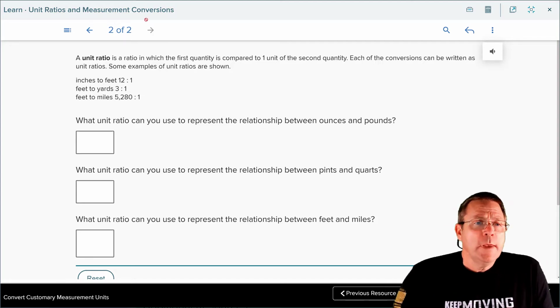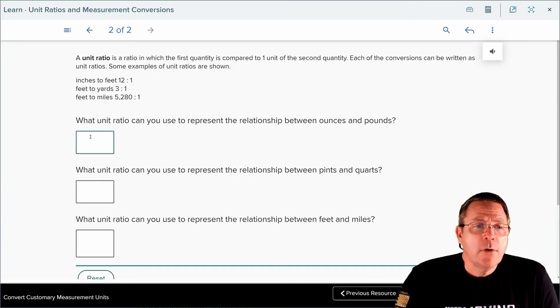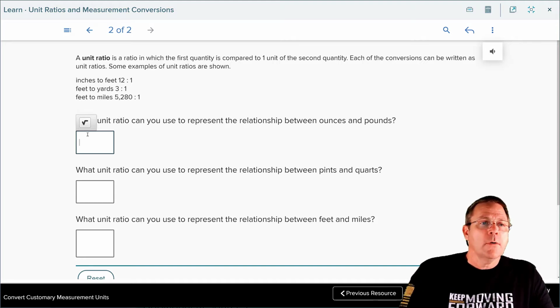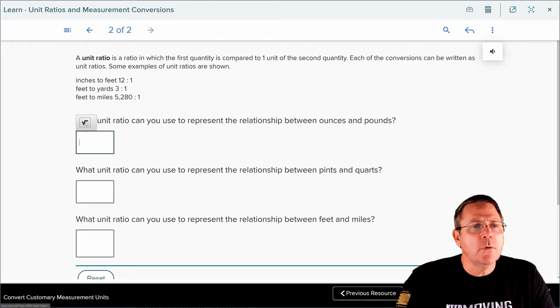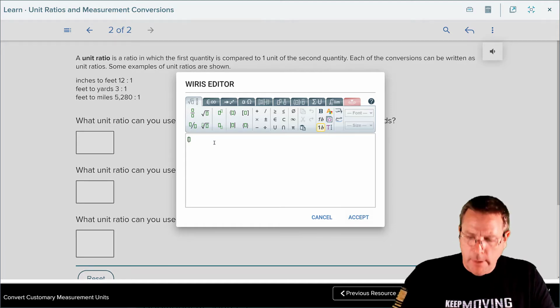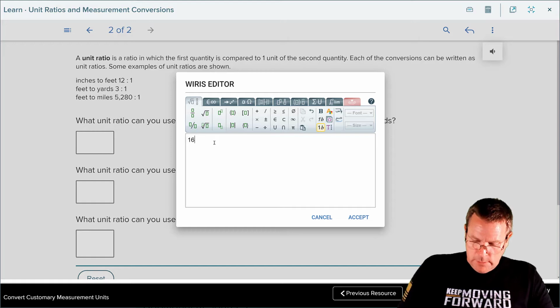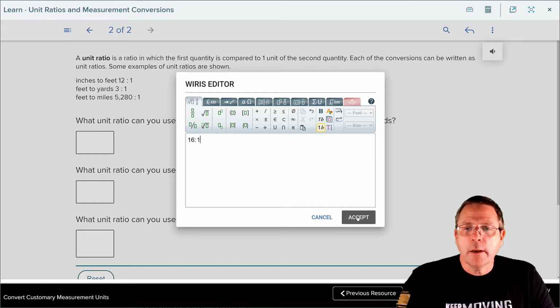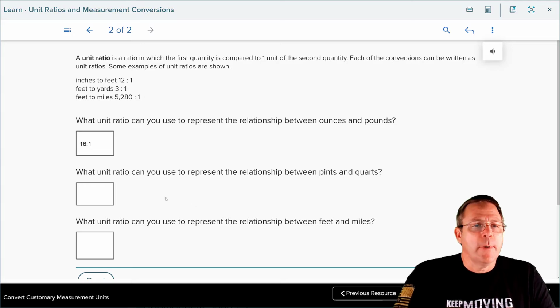All right, hopefully you got that. So, ounces to pounds. Well, let's see. There's going to be 16 ounces to 1 pound. Oops, wait a minute. We got something cool here. What is that? We're going to check on that. And, oh, wow, look at that. First time getting to use this. So, let's type it in. We're going to do 16:1 and accept. How about that?